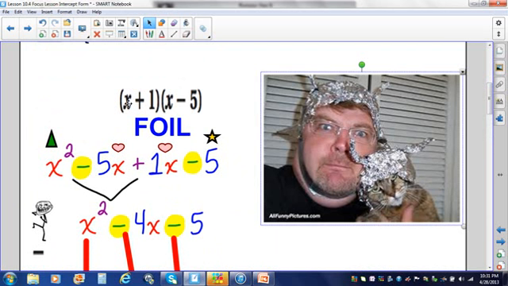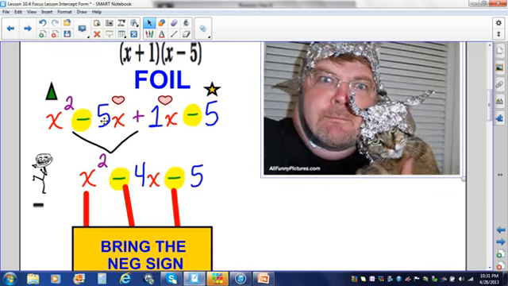So when we FOIL, x times x is going to give us x squared. X times negative 5, negative 5x. Positive 1 times x, positive 1x. And our last term's positive 1 times negative 5 gives us negative 5. We are going to combine like terms. So we're going to put the negative 5x and the positive 1x together. We're just adding them, combining them. That gives us a negative 4x. Bring everything down, so we have x squared minus 4x, minus 5 or negative 5.